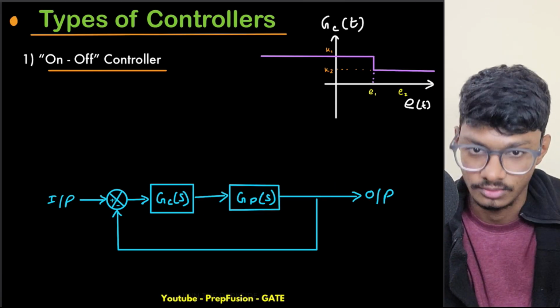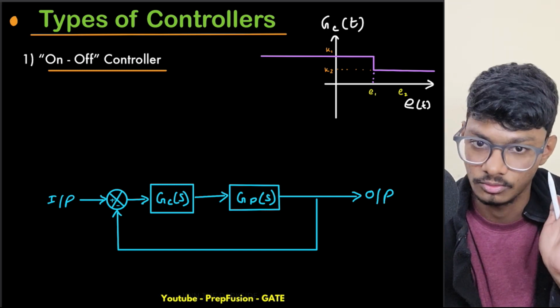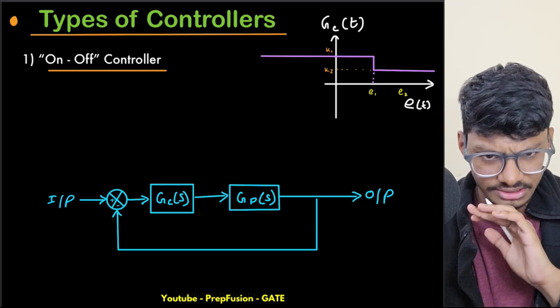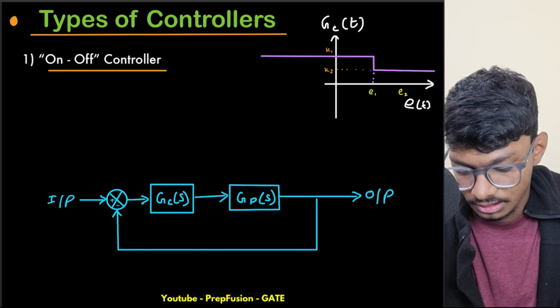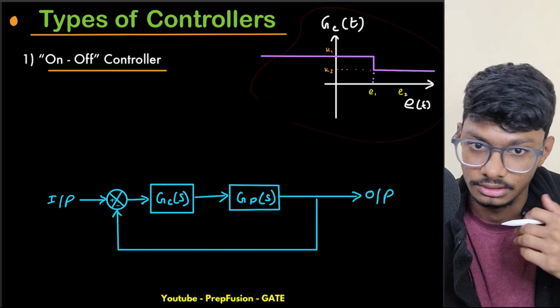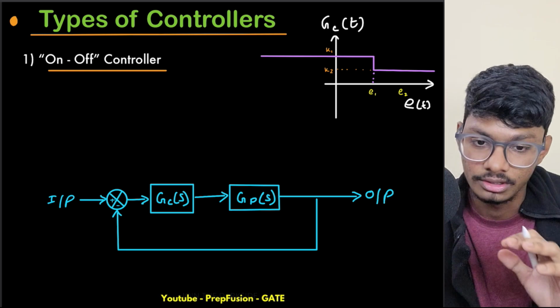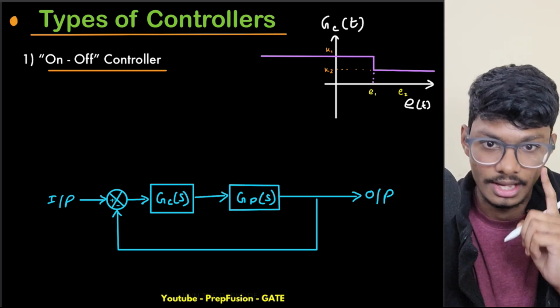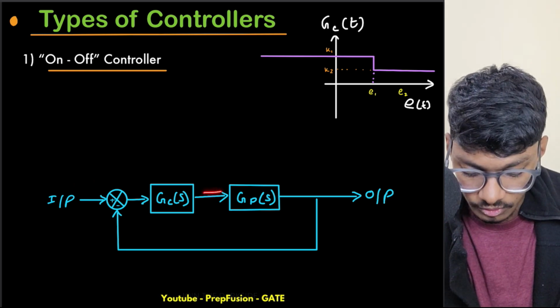Now let's come to the types of controllers. The first type of controller is the on-off controller. This is very simple. This graph shows the characteristics of the controller. For a controller, the input signal will be the error signal, and the output signal will go to the plant.